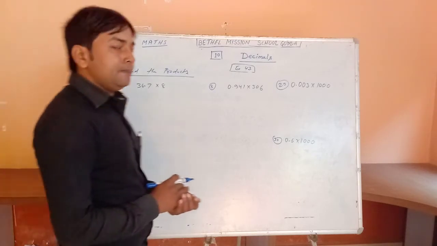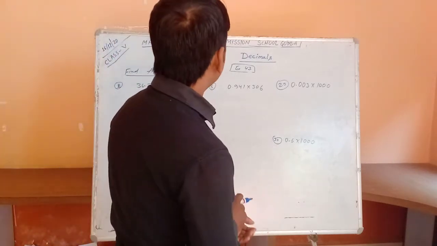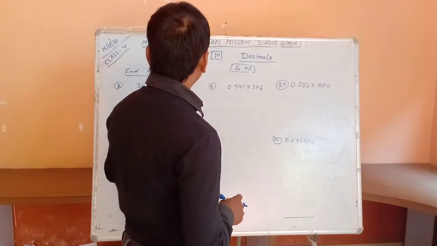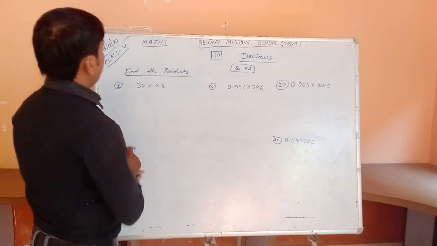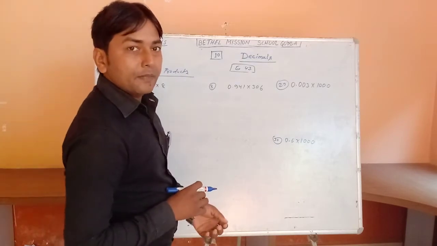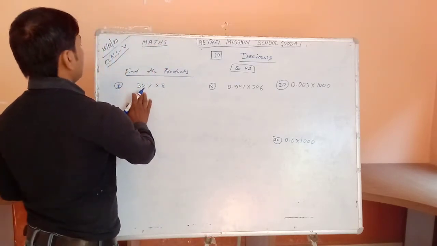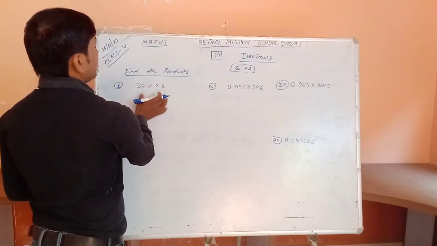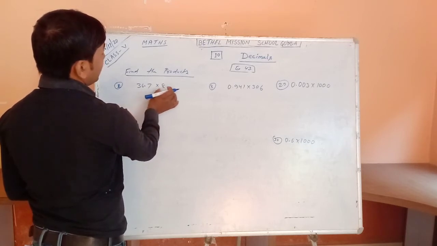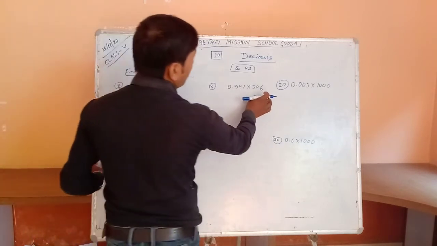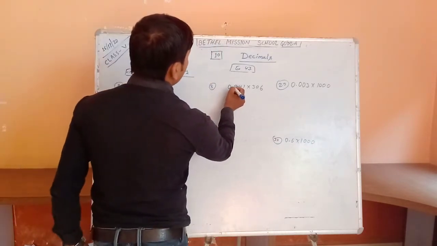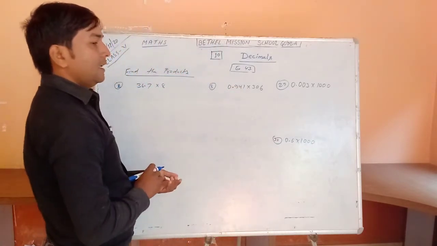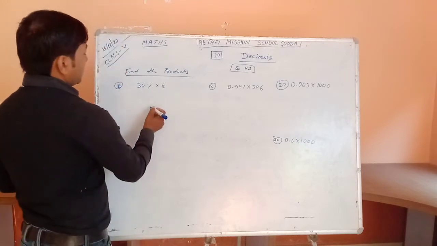Now students, I have taken exercise 43. It is the multiplication of decimals. Find the product. Product means multiplication. One number is given as a decimal and the second is a whole number. So how will you multiply? Simple. Which method do you know?